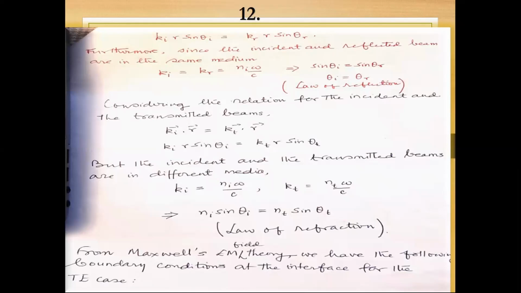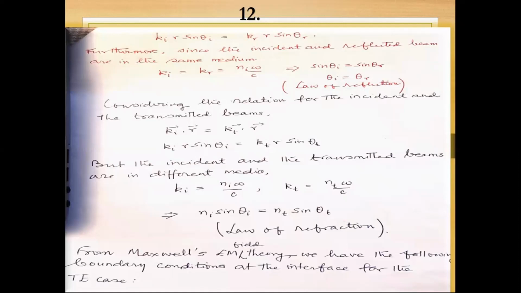Kt R sine theta t, but the incident and transmitted beams are in different media. So they have Ni and Nt as the refractive indices. So Ki will be Ni omega by C, Kt will be Nt omega by C, which leads us to the law of refraction: Ni sine theta I equal Nt sine theta t, Snell's law.